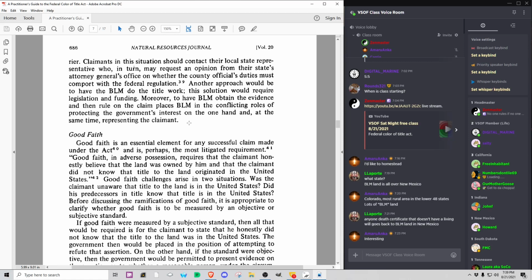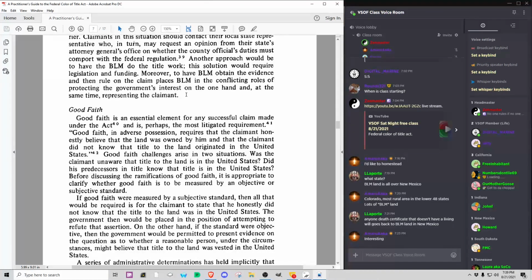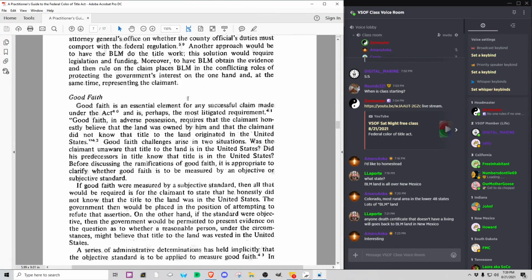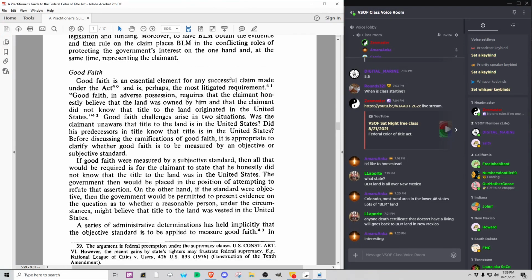Moreover, to have BLM obtain the evidence and then rule on the claim places BLM in the conflicting role of protecting the government's interest on the one hand, and at the same time representing the claimant. Right. Just why you should get a private abstract done and then double check everything and then stand on it with a declaration of allodial lands.